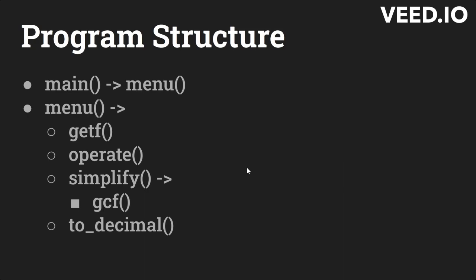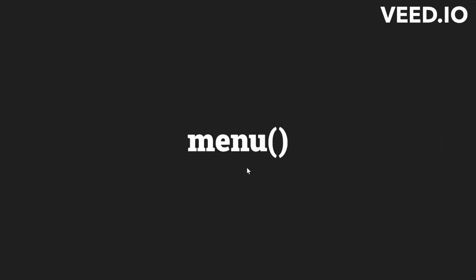Next is the program structure. So here's my general program structure, which just works with main and then a few functions in order to help run. The first one is menu, which basically runs the program and then prompts the menu and then sees if the user wants to quit or continue making operations or calculations.